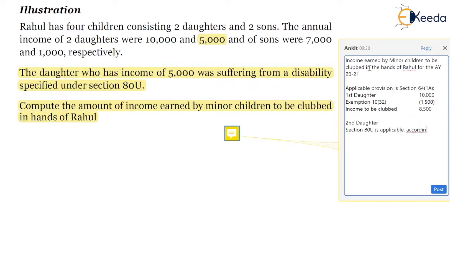Accordingly, nothing will be clubbed in the hands of Rahul or either of the parents, you can say. Income will be taxable in the hands of the second daughter, correct? And also, there will be no question of exemption under section 10(32), only because no income is offered of the second minor daughter.